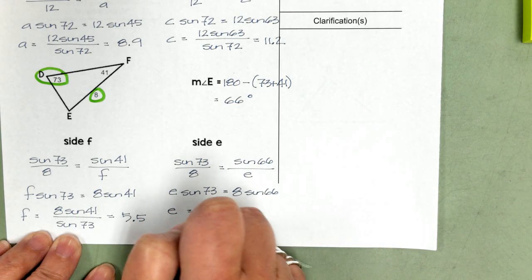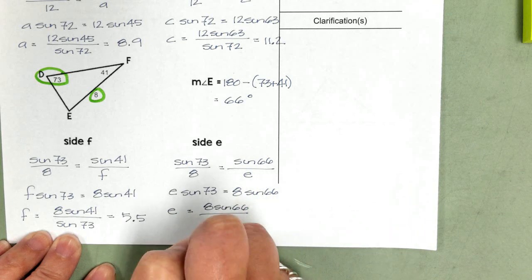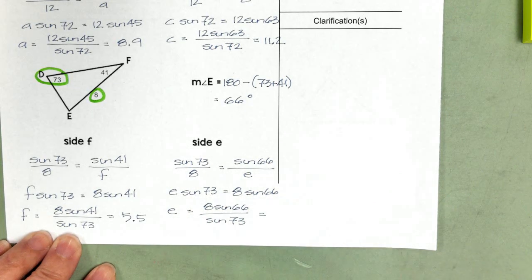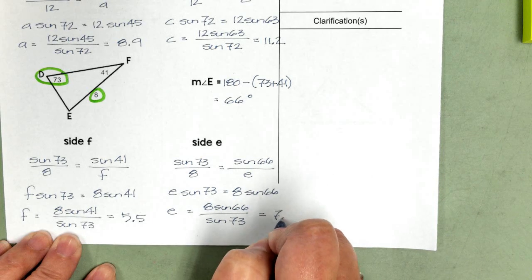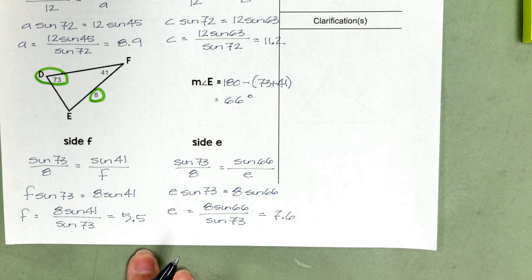And that means E is equal to 8 times the sine of 66 divided by the sine of 73, which gives us 7.6. And it does fall between 8 and 5.5.